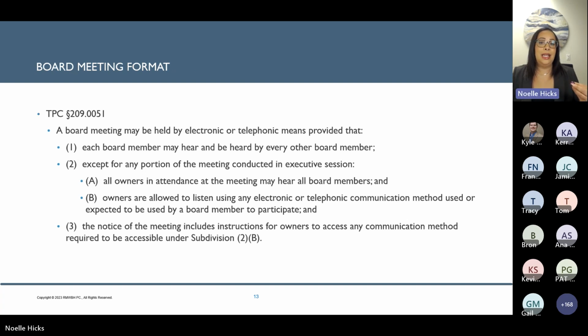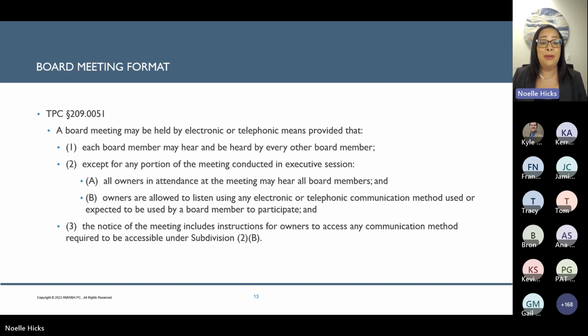Now, what is the format of a board meeting? Of course, all of us know that we have our in-person board meetings, and we are all aware that during COVID, we all had to make the decision to have virtual meetings, right? So Chapter 209 does take that into consideration. A board meeting can be held by electronic or telephonic means, but there are certain circumstances that have to be present in order for this to be a formal board meeting, right?